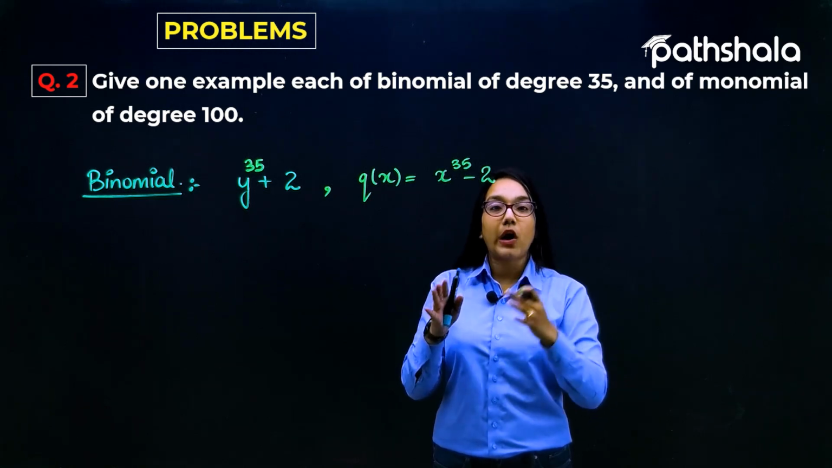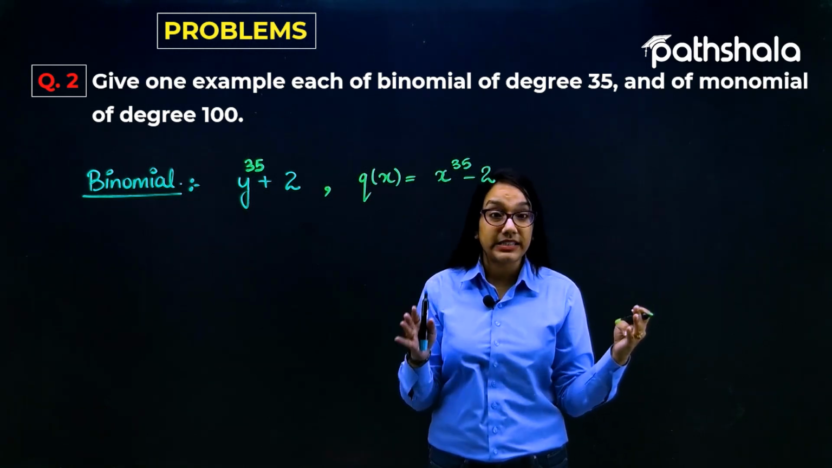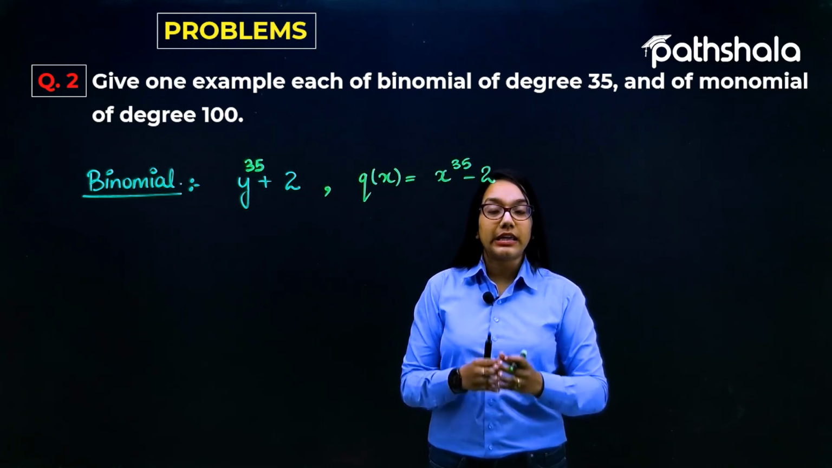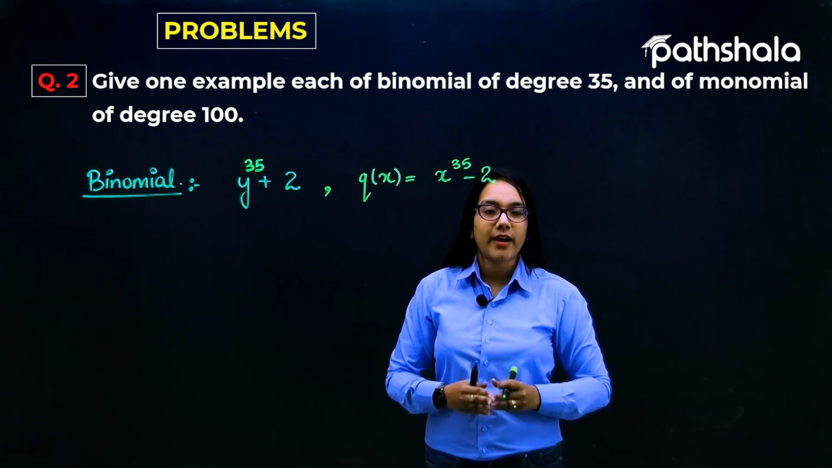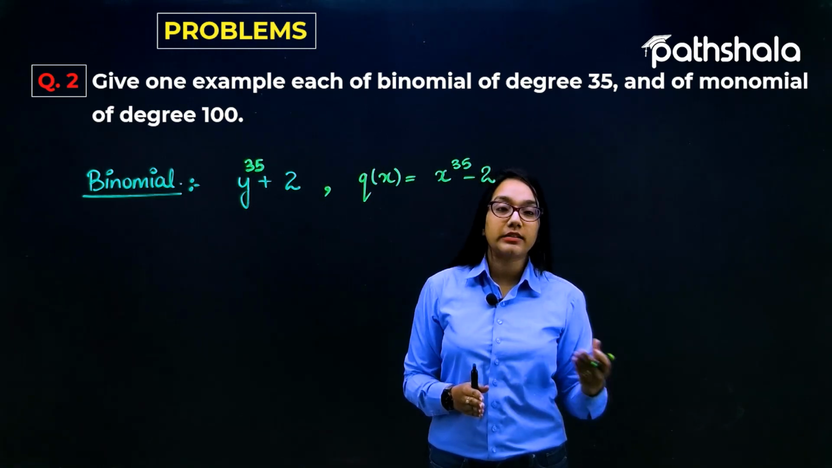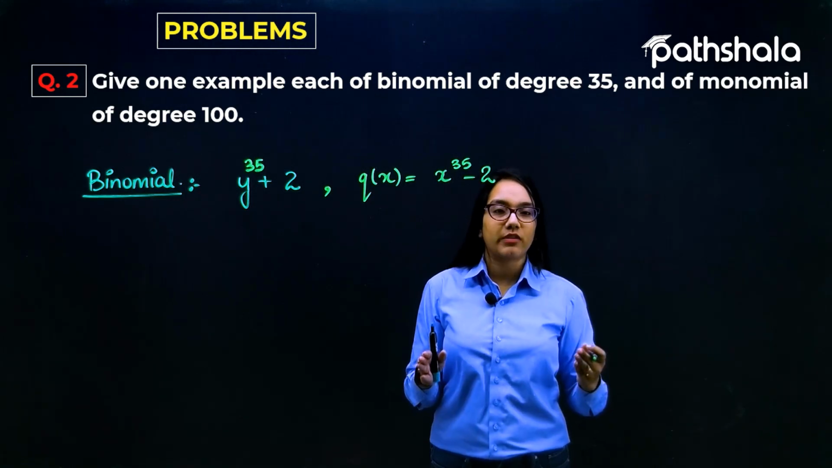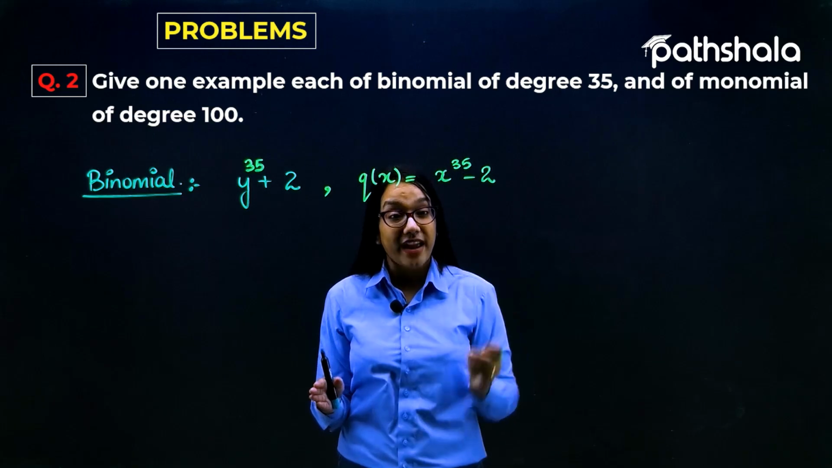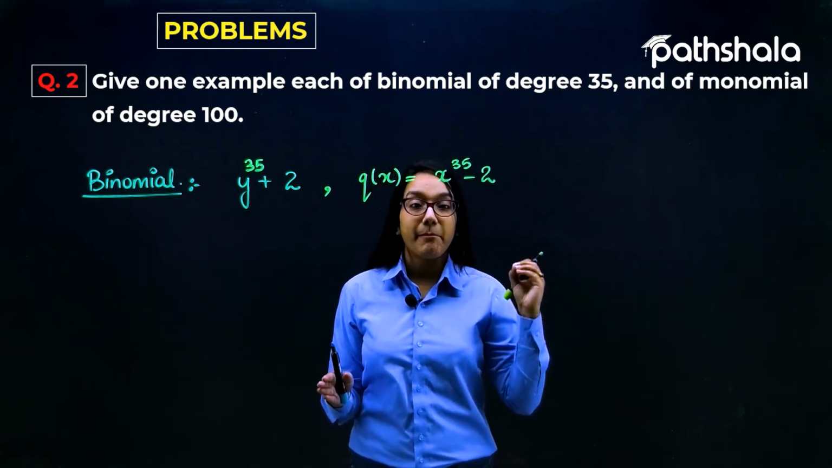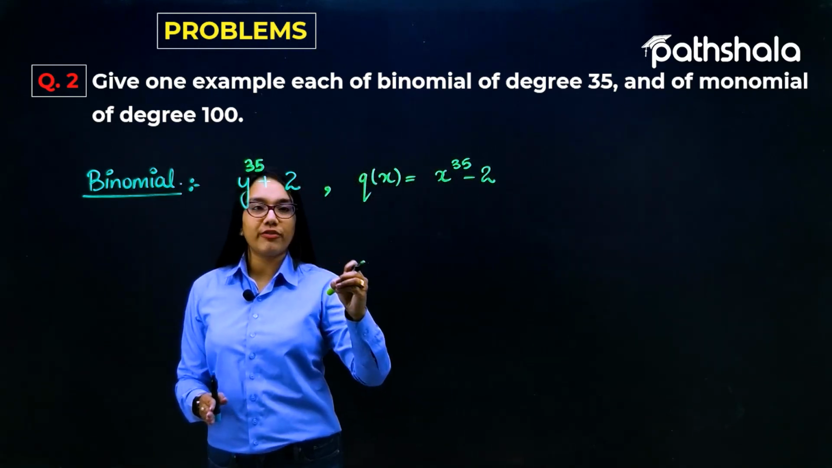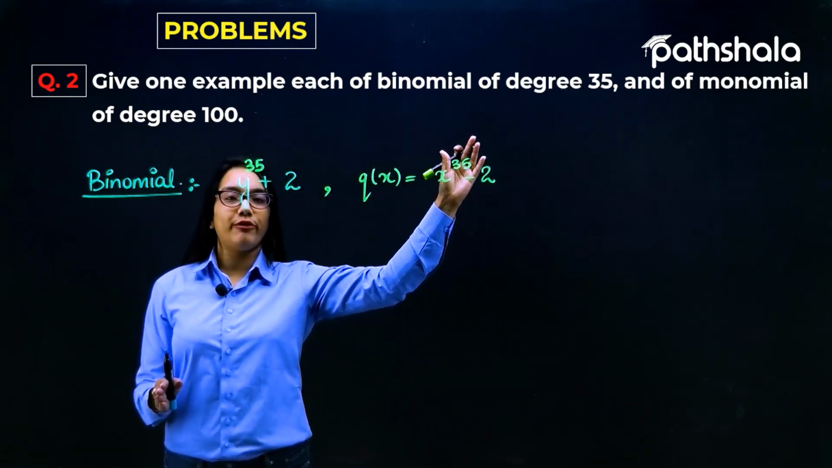So हम ऐसे बहुत सारे binomials create कर सकते हैं जिनकी degree 35 हो. It is not necessary कि आप variable को x रखिए या y. You can use any particular variable. You can use r, t, w, z, any particular variable. Always remember to make the degree of that variable as 35 and it should be mandatory a binomial, meaning having two terms only. So let's just talk further about a monomial of degree 100.